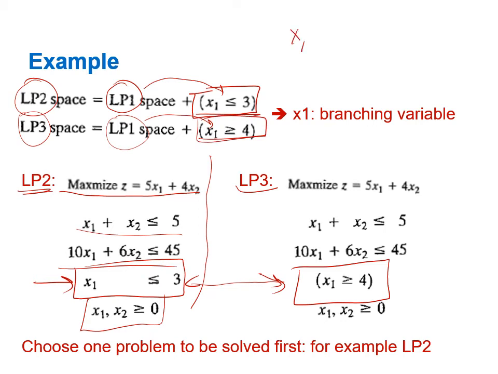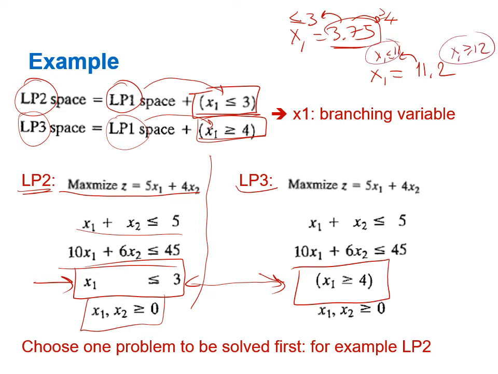Because in the optimal solution of the LP relaxation, we had 3.75. So we are selecting the integer which is less than this value and the integer which is greater than this value, and saying that x1 should be less than or equal to 3 and greater than or equal to 4. If the value of x1 was not 3.75 but, for example, 11.2, then we would add x1 less than or equal to 11 and x1 greater than or equal to 12 as the constraints. The constraints that we include in the model depend on the solution of x1.